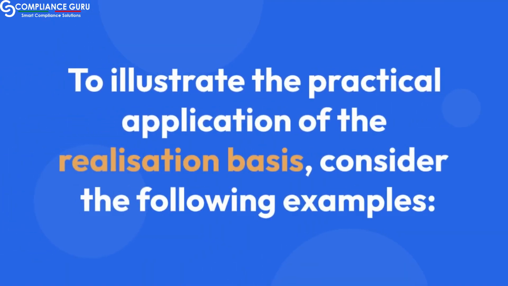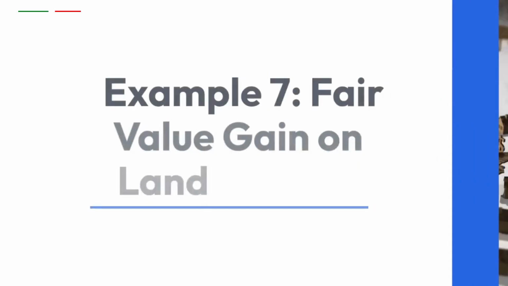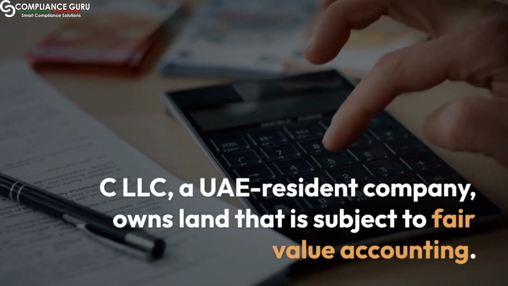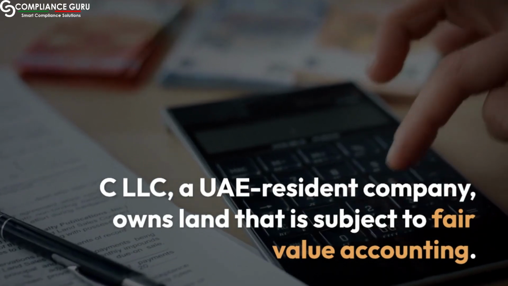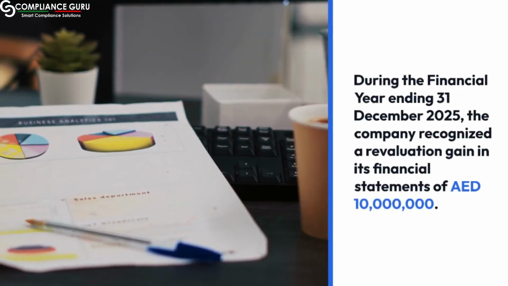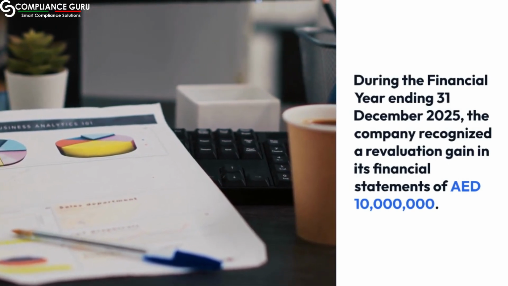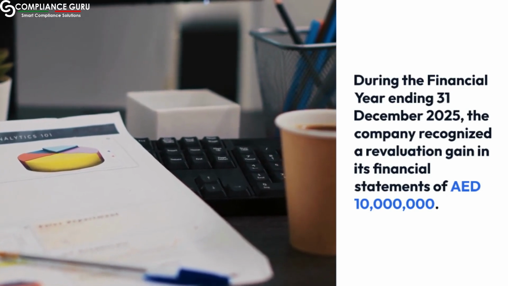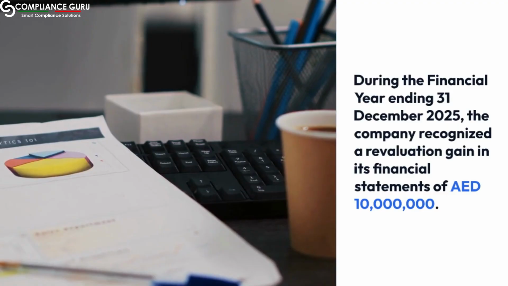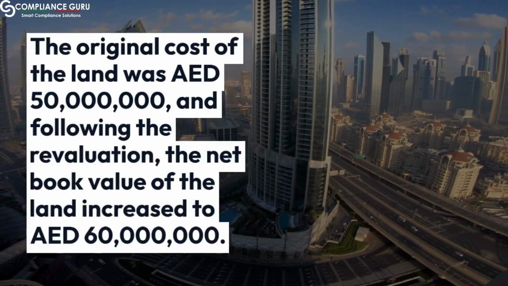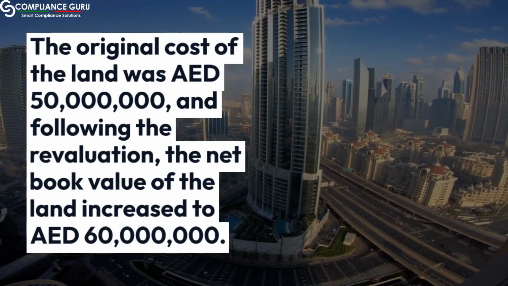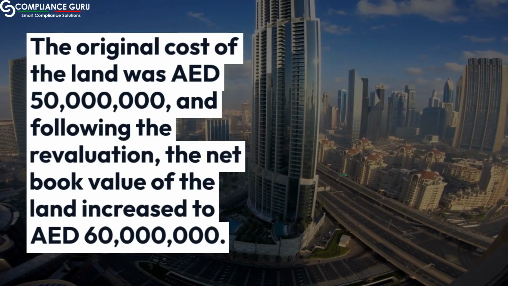3. Practical examples. To illustrate the practical application of the realization basis, consider the following examples. Example 7. Fair value gain on land. C LLC, a UAE resident company, owns land that is subject to fair value accounting. During the financial year ending 31st December 2025, the company recognized a revaluation gain in its financial statements of AED 10 million. The original cost of the land was AED 50 million, and following the revaluation, the net book value of the land increased to AED 60 million.